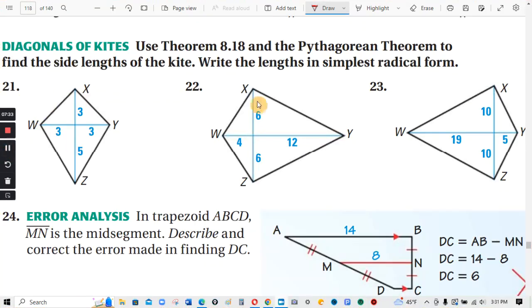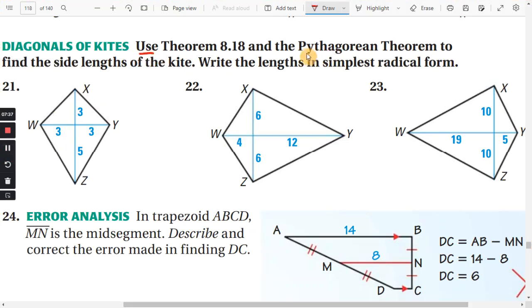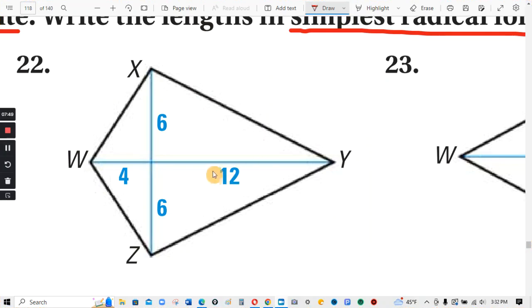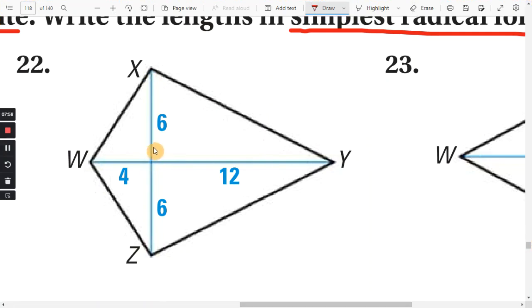Now on these homework problems here, they want us to use the Pythagorean theorem to find the side lengths of the kite. Okay, and they really want the length in simplest radical form. So let's look at number 22. We said the diagonals here in blue, the diagonals of a kite are perpendicular to each other. So they're going to make a right angle.